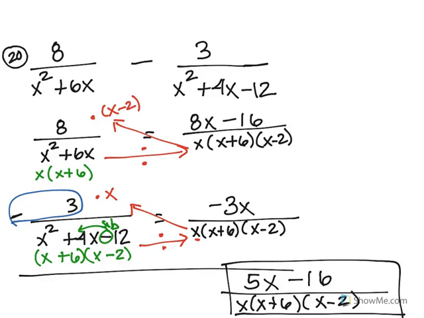All right, 19. 5 over (a minus 2b) plus 2 over (a plus 2b). So our common denominator is going to be both a plus 2b and a minus 2b. Okay, you got to use both of them.